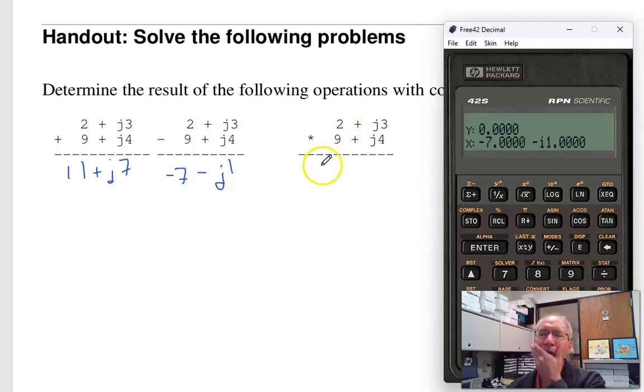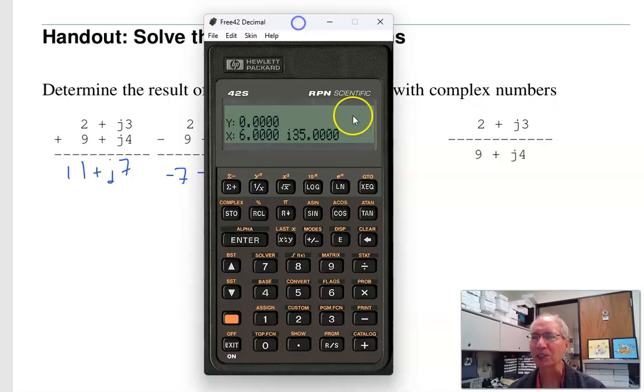Multiply. I'm not even going to bother. It's 2 times 9 minus 3 times 4 for the real part, 2 times 4 plus 3 times 9 for the complex part. Or here I'd use my calculator. 2, enter 3, complex, 9, enter 4, complex, multiply, 6 plus j35. I could check the answer. This app is pretty well debugged. Take the ratio. 2, enter 3, complex, 9, enter 4, complex, divide. It's a complex number.